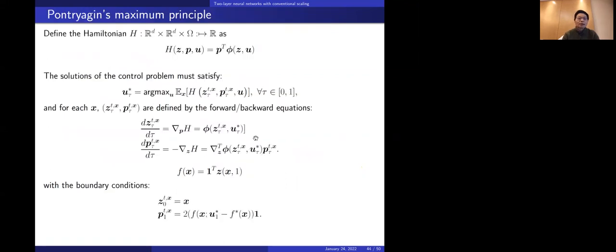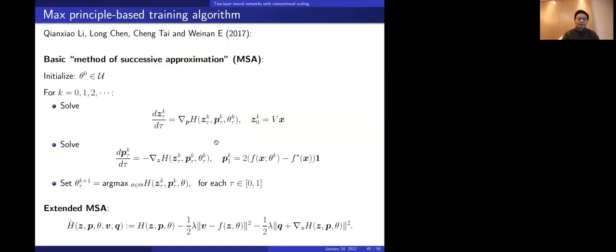And then in control theory, we have the maximum principle. This is the maximum principle, where we have the Hamiltonian, and the maximum principle claims, which is the most important statement, that at each value of tau, the optimal control solves this particular optimization problem, where the z's and p's are the states and co-states, and we solve this forward and backward equation with some boundary condition. And based on that, one can formulate a training algorithm. The training algorithm goes as follows.